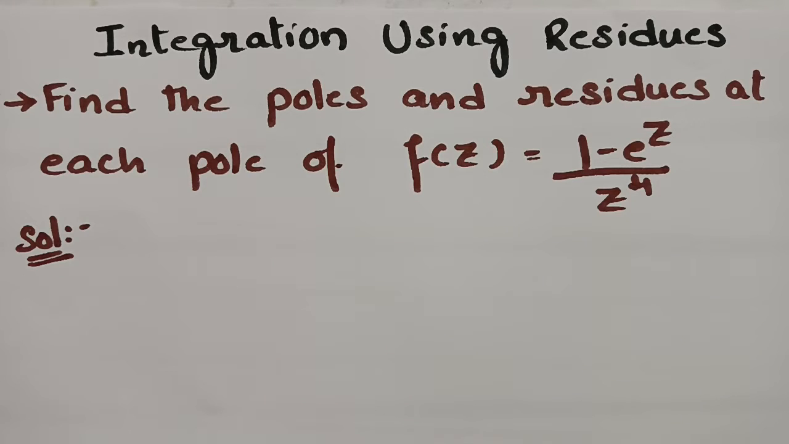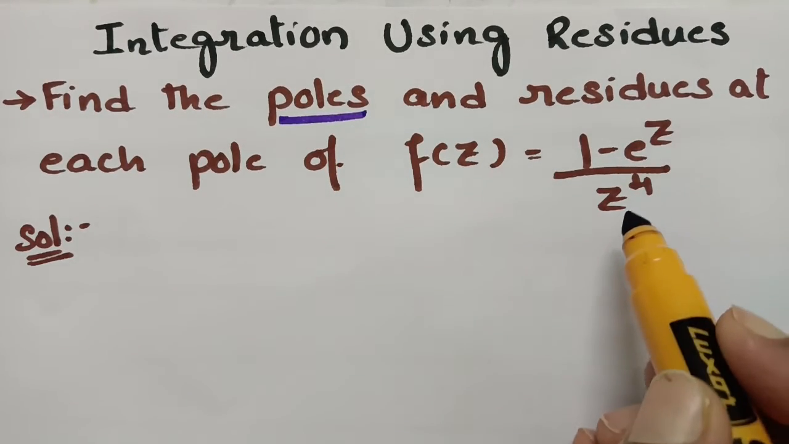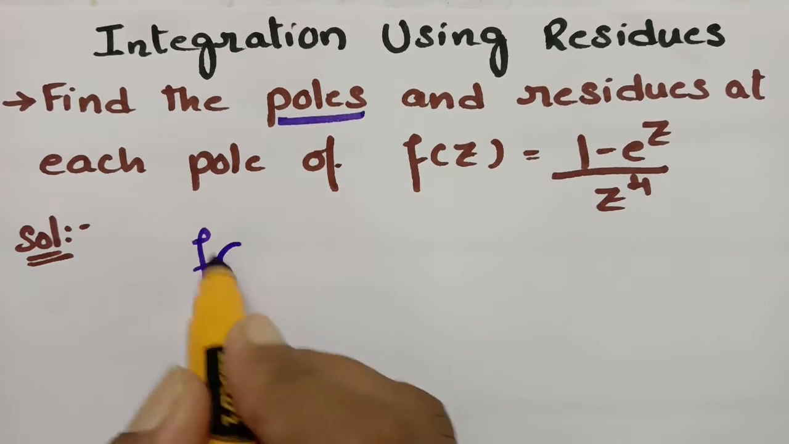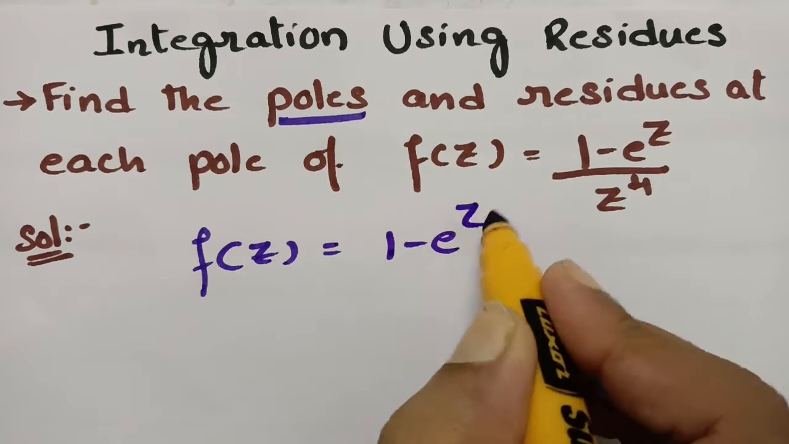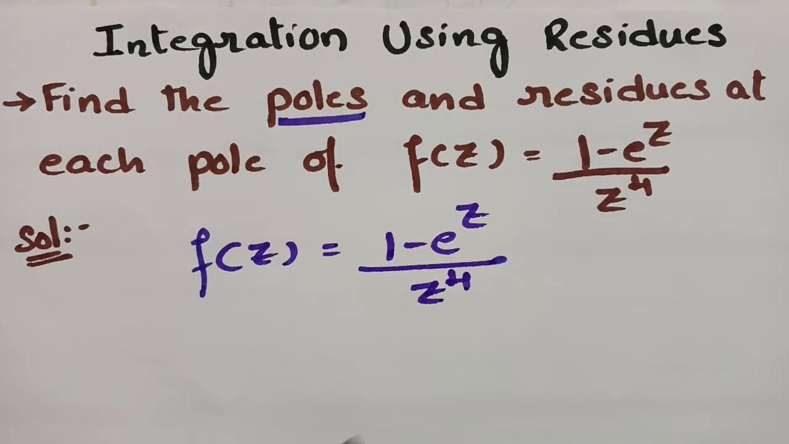Today's video is on integration using residues. In today's video, we are going to find the poles and the residues at each point of f(z) = (1 - e^z)/z^4. See here, clearly, our function f(z) is given as (1 - e^z)/z^4. Now we have to find the poles and the corresponding residue values.